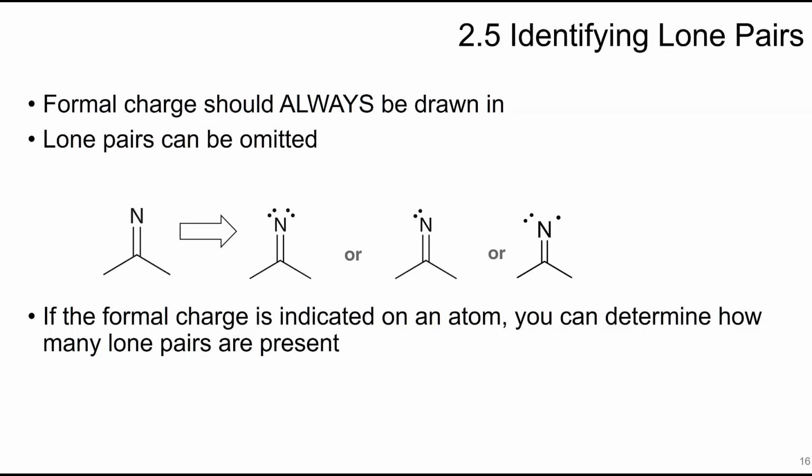You can leave the lone pairs out because if there is an extra lone pair, then we can infer the charge from that. So this nitrogen, if you don't draw in the lone pairs or the charges, it could be this. So it could have an extra lone pair. It could be short a lone pair and be positively charged, or it could have a radical. So you want to make sure that you include the formal charges on the atoms. If there's a formal charge, then you can figure out from that how many lone pairs are present.